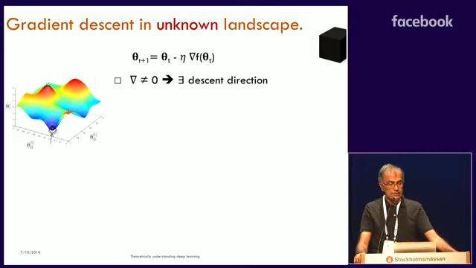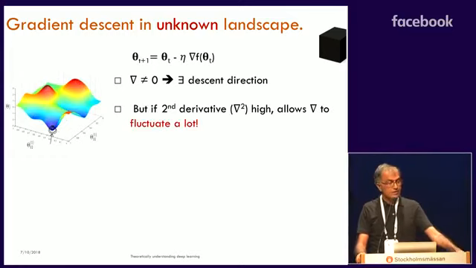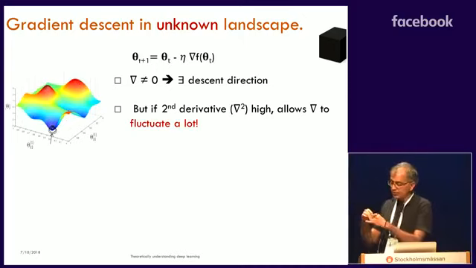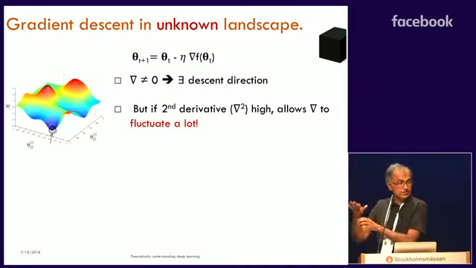So in an unknown landscape, gradient descent goes as follows. OK, if the gradient is not 0, then there's a descent direction. However, that's not quite right, because suppose you move along the negative gradient for a little distance. If the second derivative is high, what does that mean? The second derivative is the rate of change of the first derivative. So if the second derivative is high, it allows the gradient to fluctuate a lot. So now if you move a little bit in the direction of negative gradient, suddenly you might find, oh, it's changed. So actually you didn't descend. You didn't decrease the loss function. So we have to assume that the second derivative is not too high.